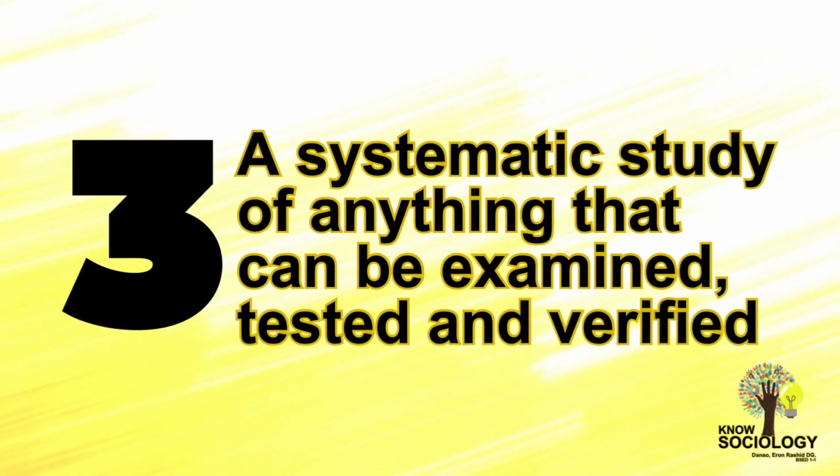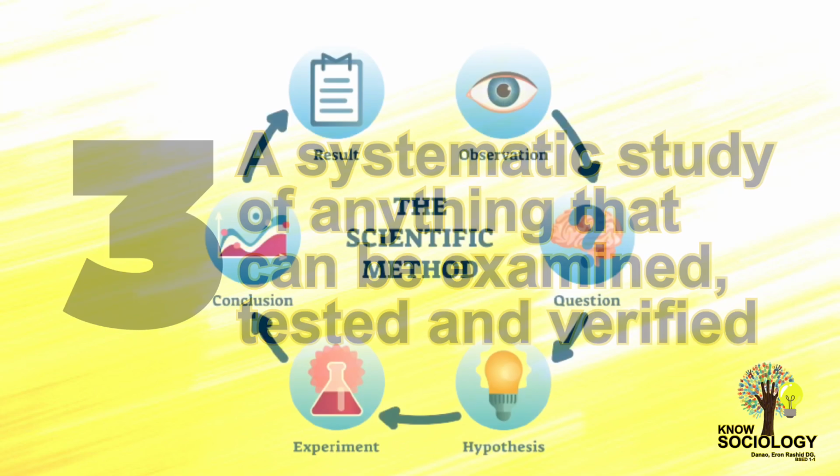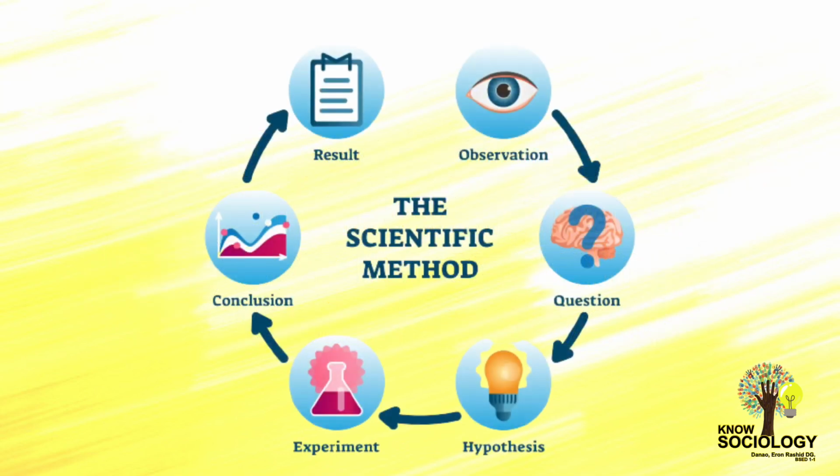And the third trait is sociology is a systematic study of anything that can be examined, tested, and verified. Sociologists examine cultural patterns and interactions in society to see how they affect individuals and organizations. They also create methods for applying their findings in actual life.